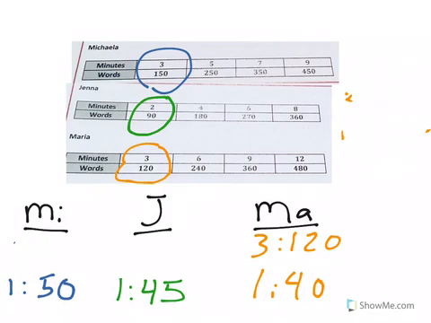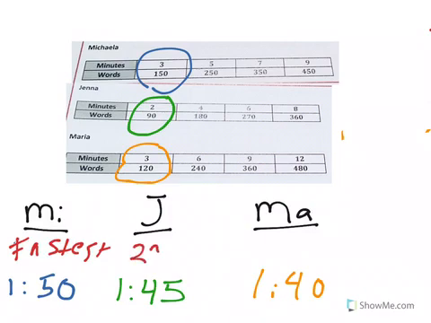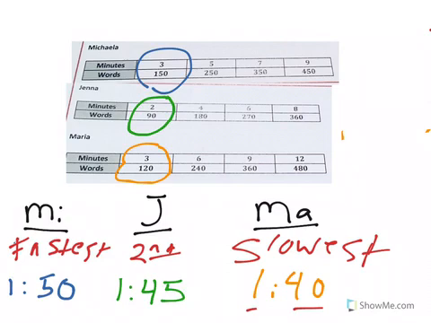So, erase that here. We can see, by checking this out, who is the fastest? Well, that would be Michaela. She's the fastest. In 1 minute, she's going to type 50 words. Jenna would be in second place, because in 1 minute she types 45 words, just a little bit slower than Michaela. And then the slowest typer of these three would be Maria, because in 1 minute she types 40 words. So if we had to put them in order from fastest to slowest, we would say Michaela, Jenna, Maria.